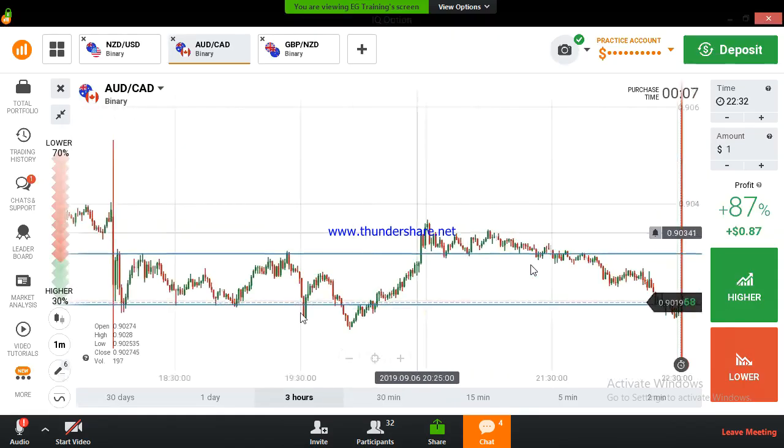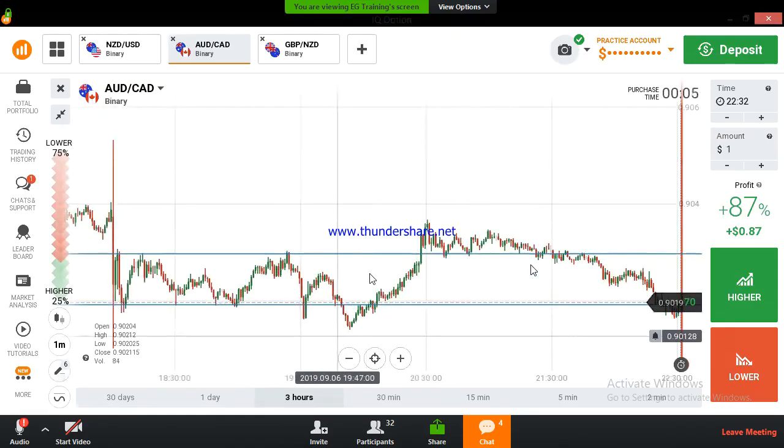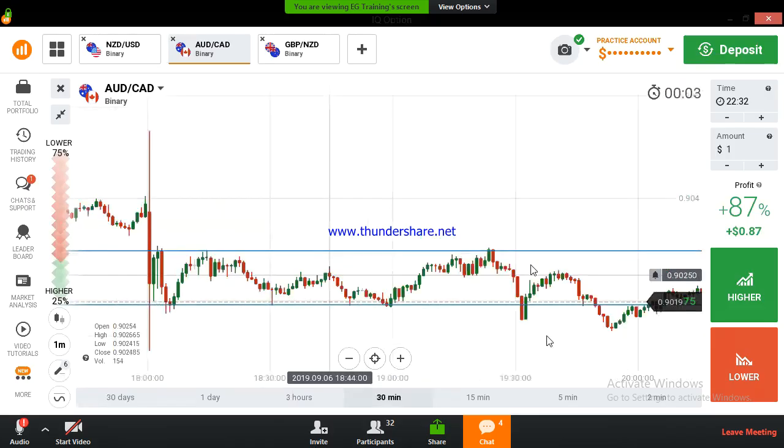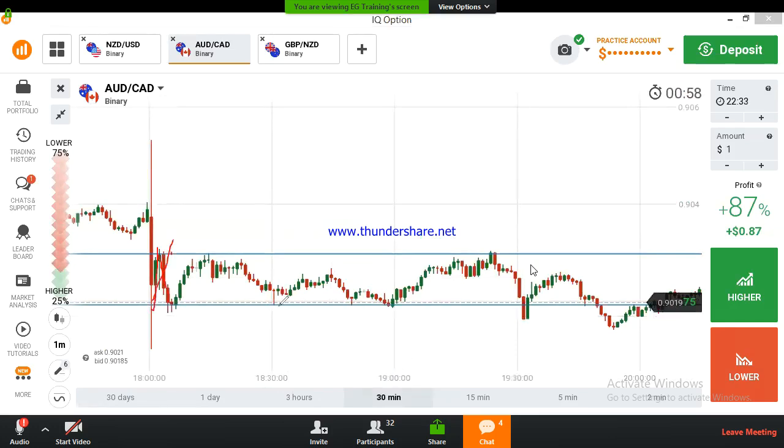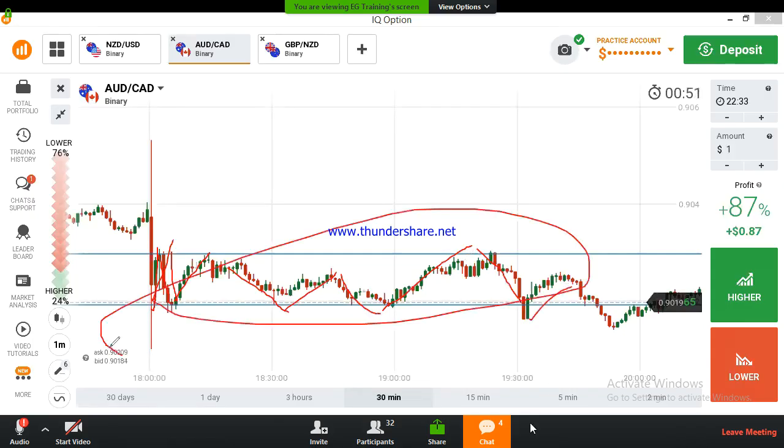Finally, it broke the level here and here and here also. So until the breakout, we are seeing a range market here, right? The market is moving in between these two lines. This is a range market. Okay, clear?